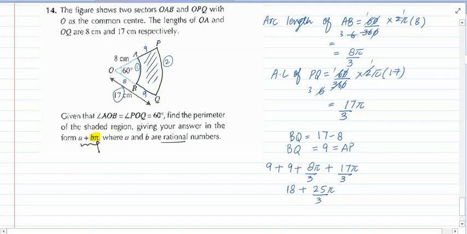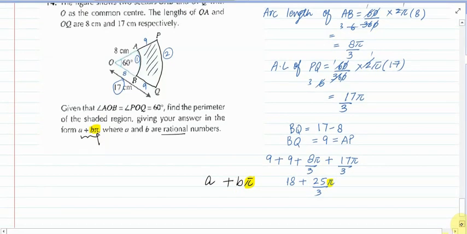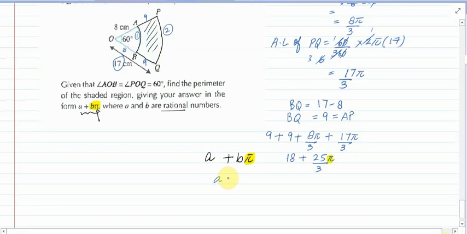Now if you compare this expression with the one given in the question, that is A plus B pi. So what is B? Basically the number that is written with pi, right? So if you compare it, A is equal to 18 and B is equal to 25 divided by 3, these are your answers, right?